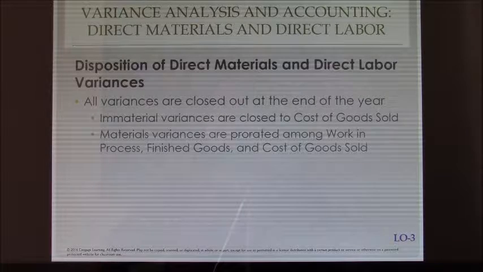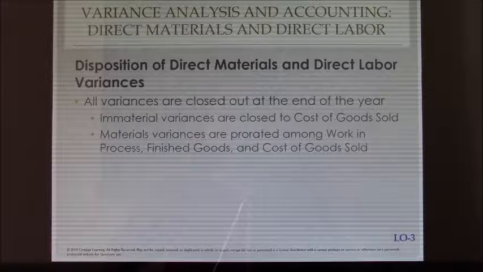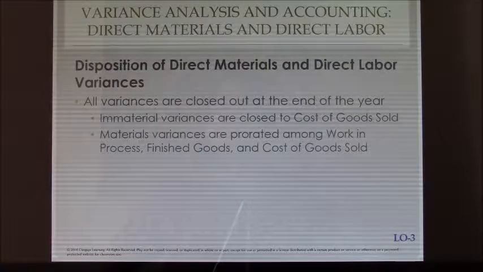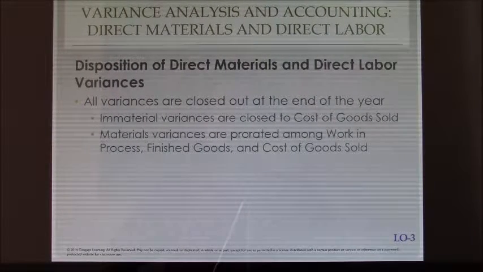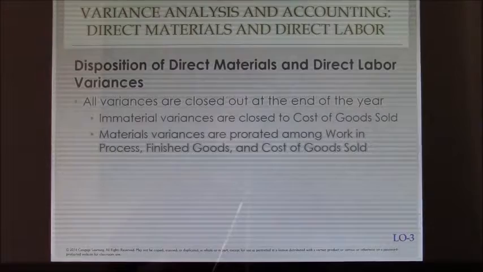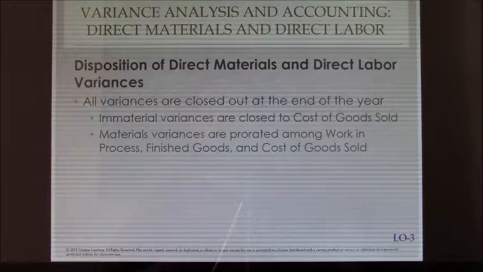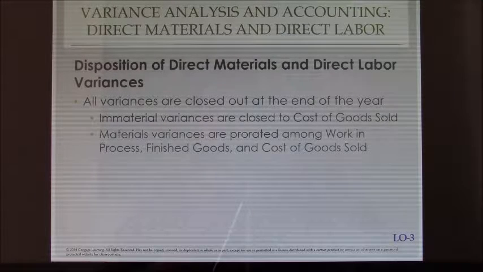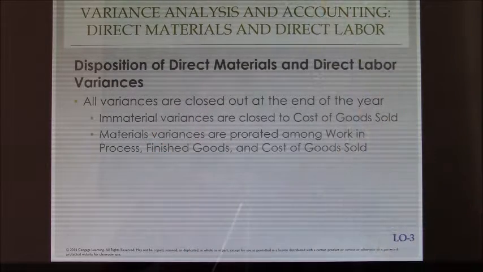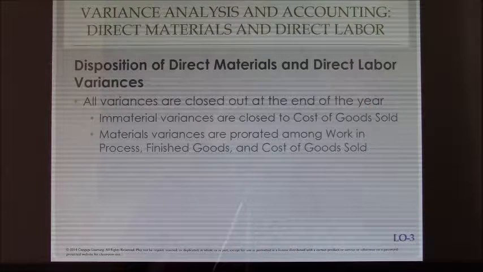The variances for direct material and direct labor get closed to cost of goods sold if they're immaterial. But in this class, we're going to assume that you're pretty good at estimating, so your variances are not going to be material. And this should not say materials, because all your variances get closed to cost of goods sold. It could be for direct labor, it could be for overhead, it's going to get closed to cost of goods sold.